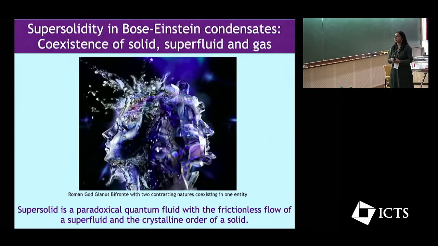So another exotic property of Bose-Einstein condensate is that it can also give rise to supersolidity, which is a very exotic form of matter, the coexistence of solid-like behavior and superfluid at the same time. So supersolid is a paradoxical quantum fluid with the frictionless flow of a superfluid and a crystalline order of a solid.